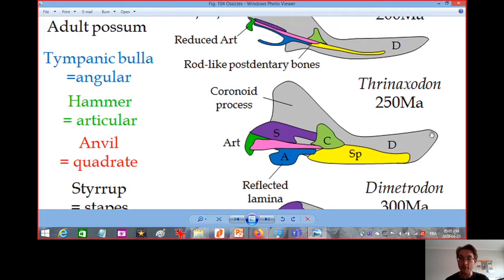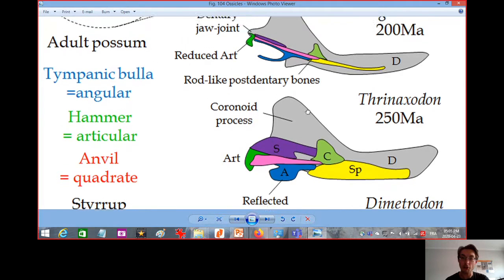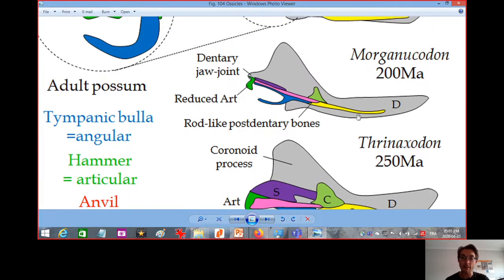And we talked about Trinaxodon, in which the dentary is very developed into a coronoid process here, and the post-dentary bones are pushed back at the back of the jaw. And this is the typical lower jaw of a eusynodont with the rod-like disposition of the post-dentary bones.